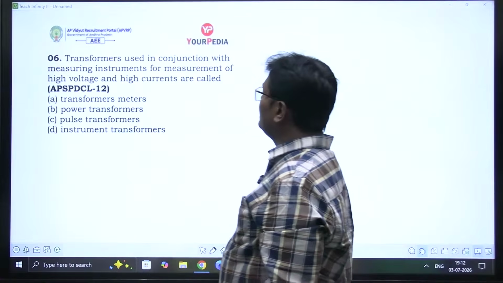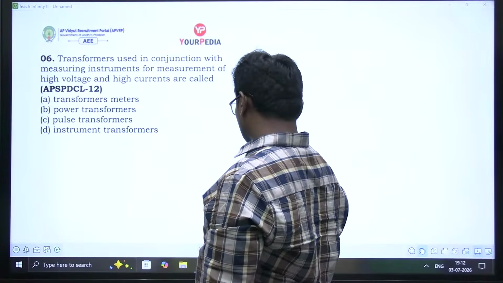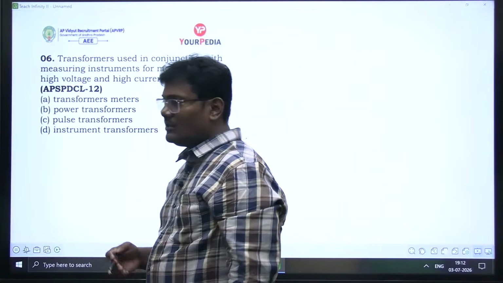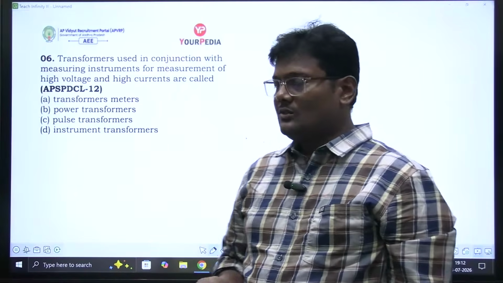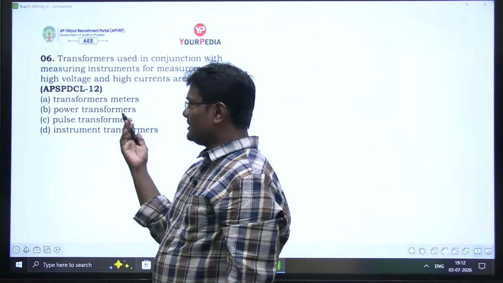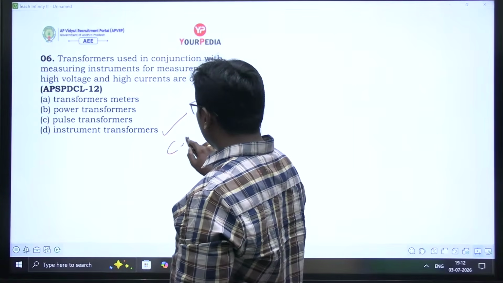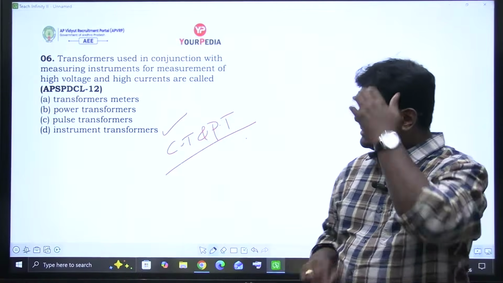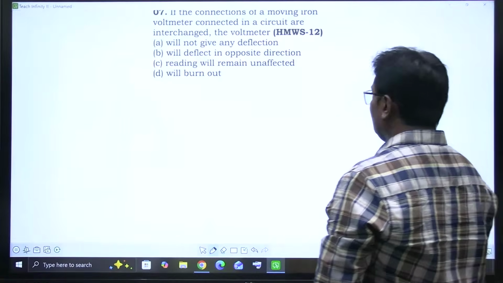Transformers used in conjunction with measuring instruments for measurement of high voltage and high currents are called: if you want to measure high voltage and high current, options are power transformer, pulse transformer, instrument transformers. So CT and PT. CT is the current transformer.